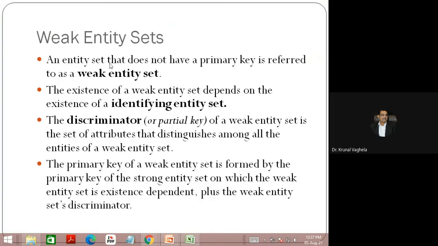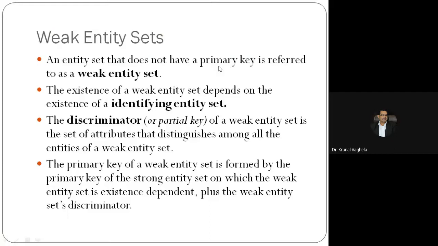An entity set that does not have a primary key is referred to as a weak entity set. The existence of a weak entity set depends upon the existence of an identifying entity set. So a weak entity set does not exist alone. It needs some other entity set which does have a primary key. Got my point? If you don't have anything that you want, then you are depending upon someone.